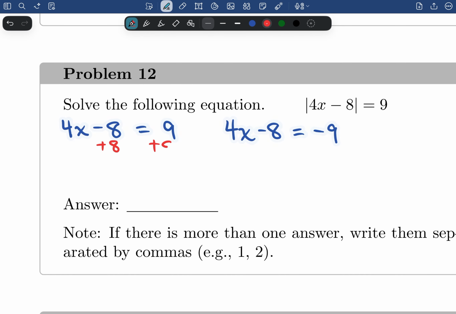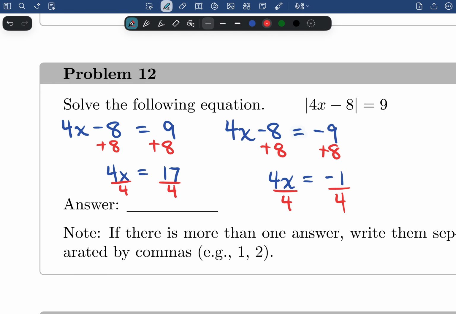I need to add 8 to begin solving for x, and I'm going to do it in both equations. So I get 4x equals 9 plus 8, which is 17. And in this case, I get 4x equals negative 9 plus 8, which is negative 1. Now, I divide both sides of each equation by 4 to solve for x.